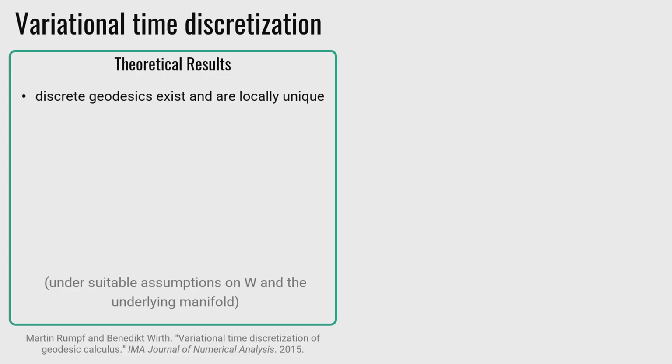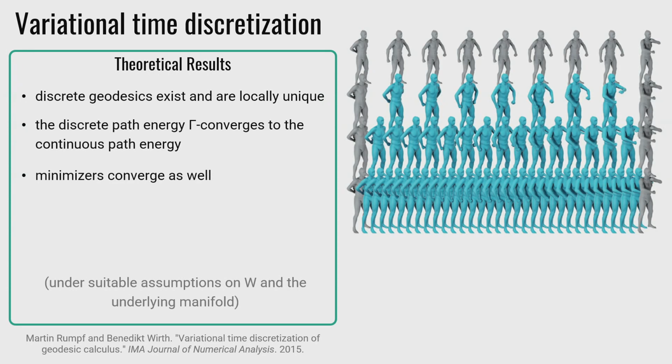We have a few theoretical results in this that I quickly want to go through, which are kind of nice. There's work from our PhD advisor Martin Rumpf and a former PhD student Benedikt Wirth on this kind of framework. They tell you that discrete geodesics exist and are locally unique. So if you make finer paths, then your minimizers converge, the energies converge, and you have some convergence property, if your manifold fulfills certain assumptions, but for finite dimensions, you're good.